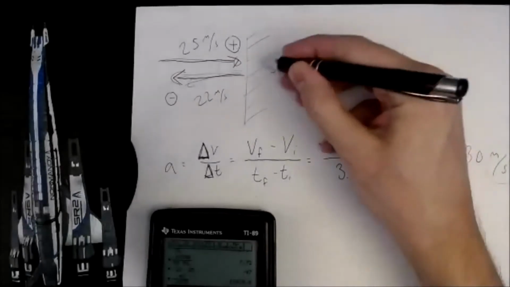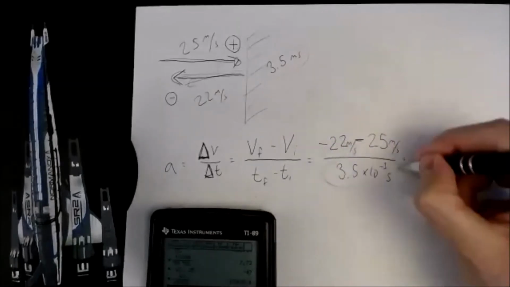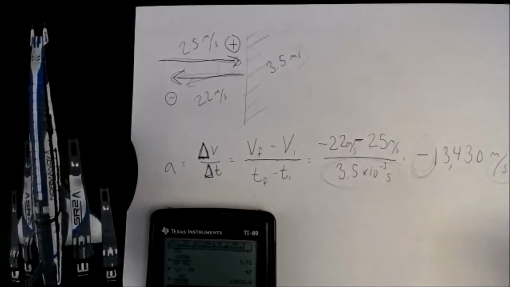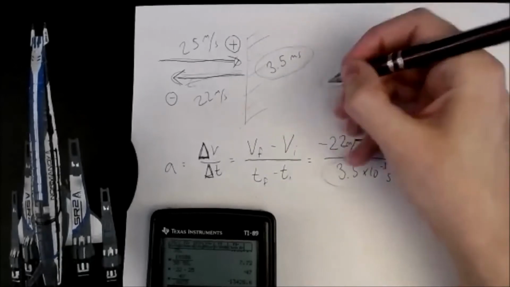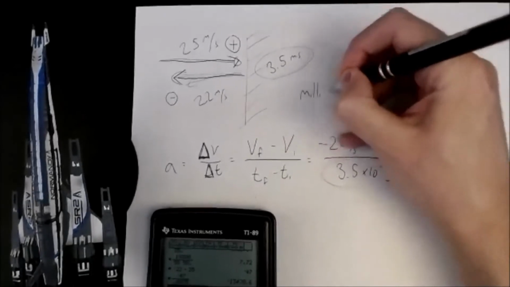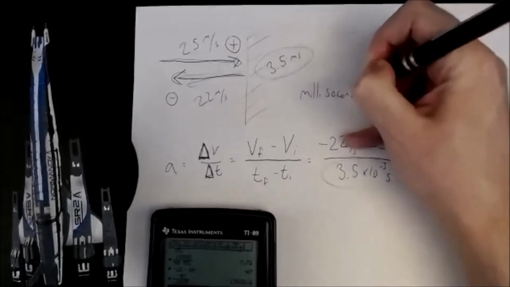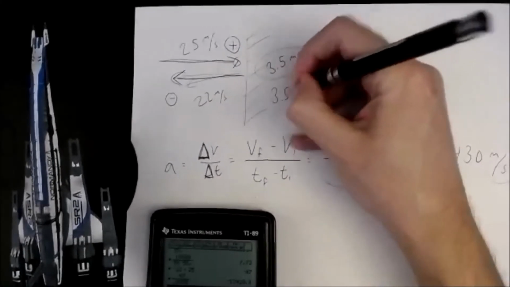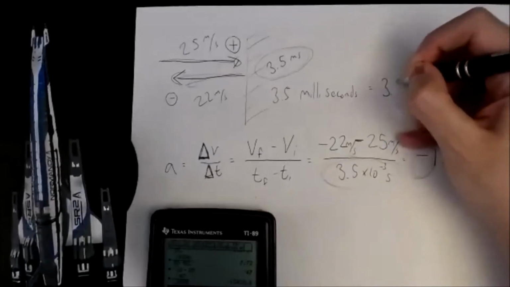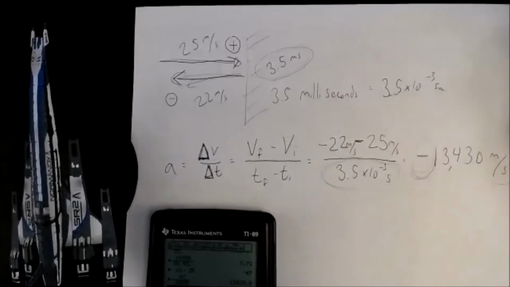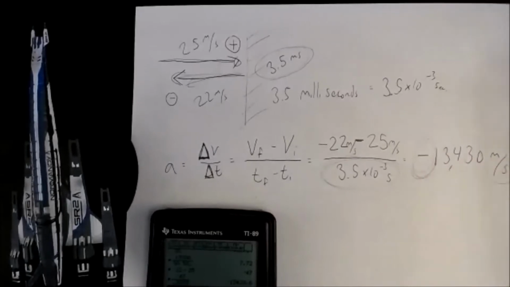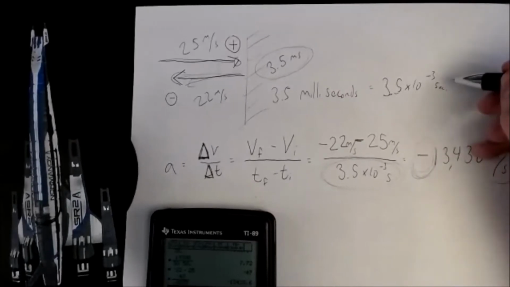Why is this delta t in the denominator? Why is that 3.5 times 10 to the negative 3 instead of just 3.5? That's because it took 3.5 ms, and ms stands for milliseconds. 3.5 milliseconds is the same as 3.5 times 10 to the negative 3 seconds. We always need to convert everything that we've got into seconds.